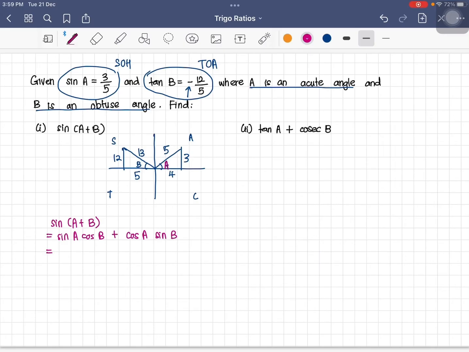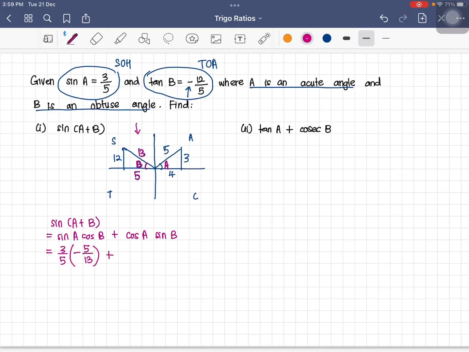Of course everything is positive there, so you don't worry about the symbol for positive or negative. Sine of A is given by 3 over 5. You multiply with cos of B. In this case, cos of B is adjacent over hypotenuse, so 5 over 13. But in this quadrant, only sine is positive. Cos is actually negative, therefore we have a negative there.